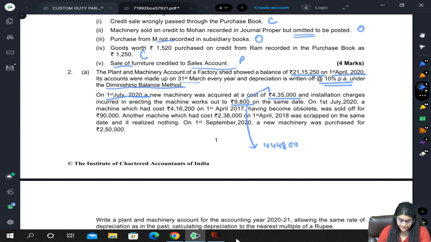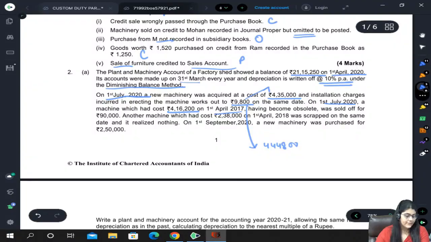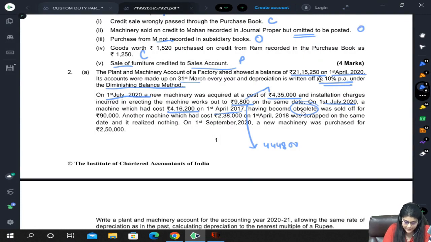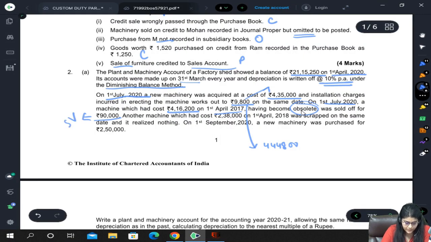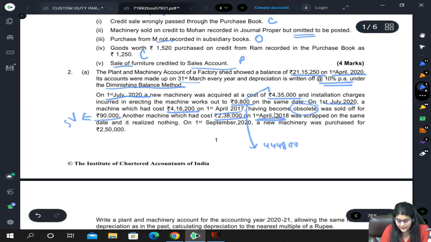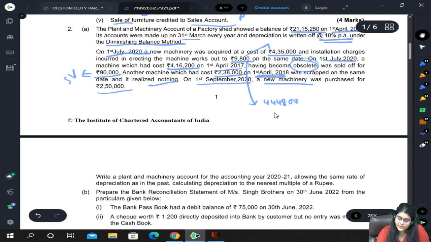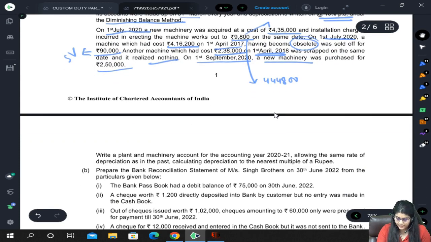On 1st July 2020, a machine which had cost ₹4,16,200 on 1st April 2017, which means it was purchased on 1st April 2017, became obsolete and was sold off for 90,000. Basically, 90,000 is the salvage value from this machine. Another machine which had cost ₹2,38,000 on 1st April 2018 was scrapped on the same date and realized nothing. On 1st September 2020, another new machinery was purchased for ₹2,50,000. Write a plant and machinery account for the accounting year 2020-21, allowing the same rate of depreciation as in the past, calculating depreciation to nearest multiple of rupee.